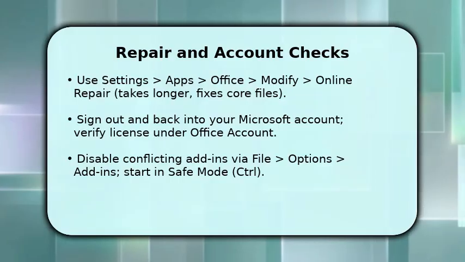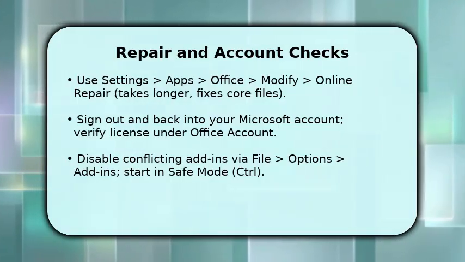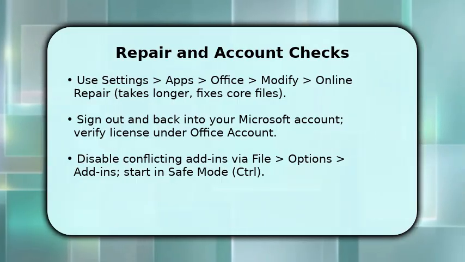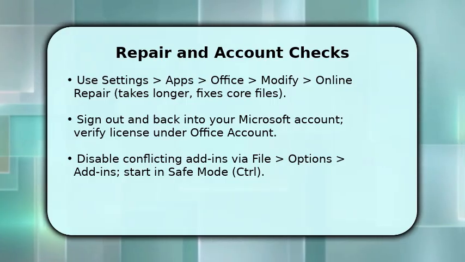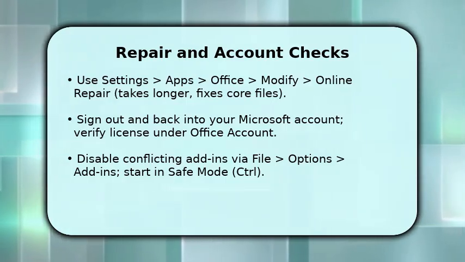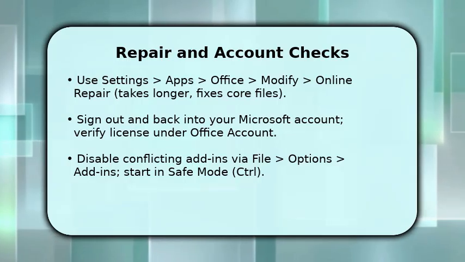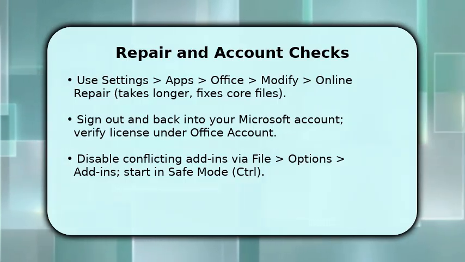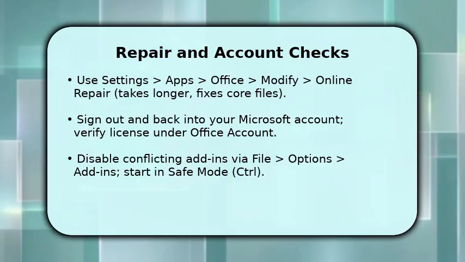You should run the built-in repair. Go to Apps, find Office, choose Modify and select Online Repair to replace corrupted components. While that runs, sign out and back into your Microsoft account inside any Office app to refresh licensing and activation tokens. If Office opens but behaves oddly, start it in safe mode and disable add-ins under File, Options, Add-ins.